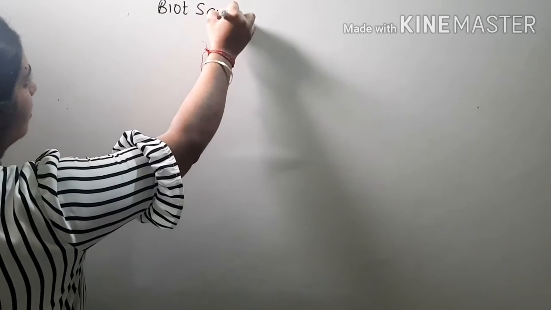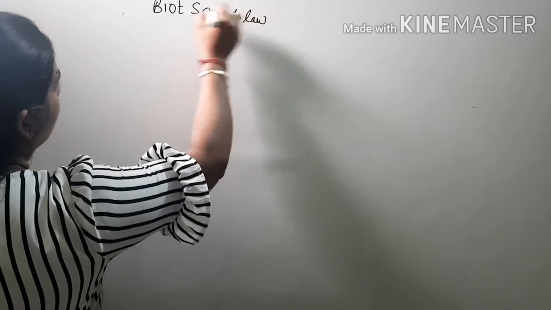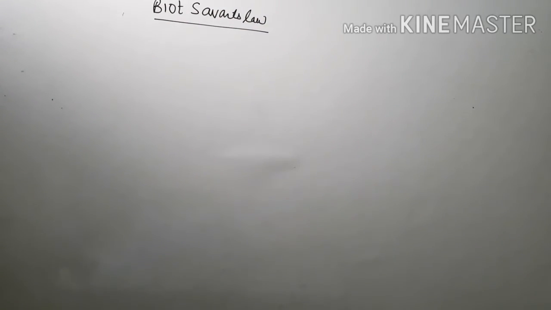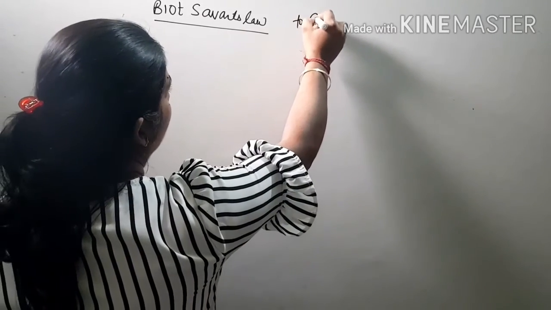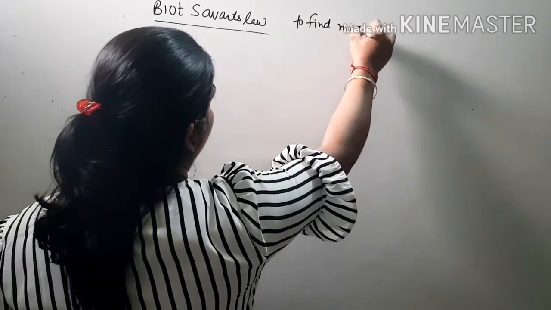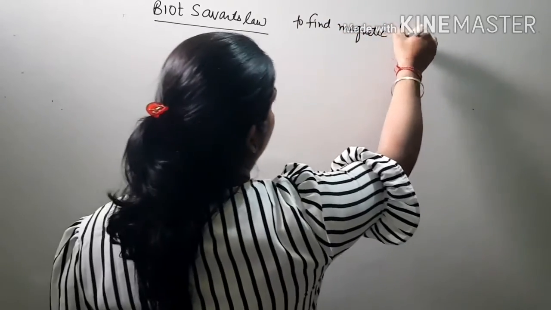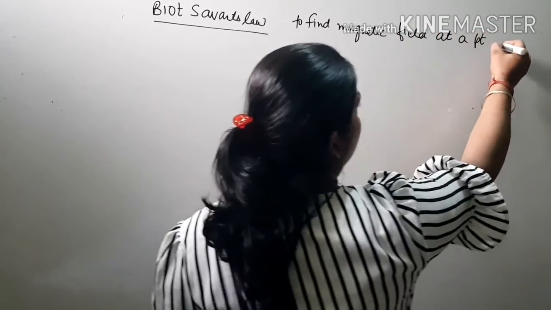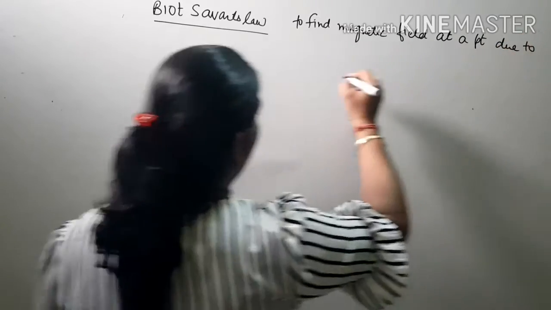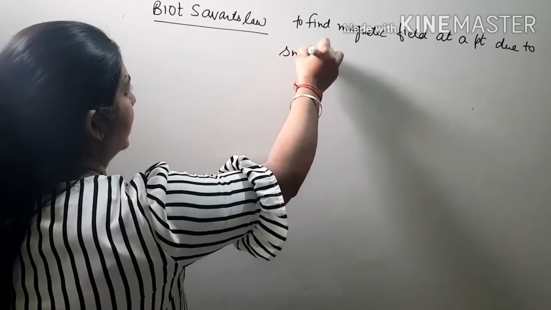Next topic is Biot-Savart's law. So what is the Biot-Savart's law? This is the law to find the magnetic field at a point due to a small current element.